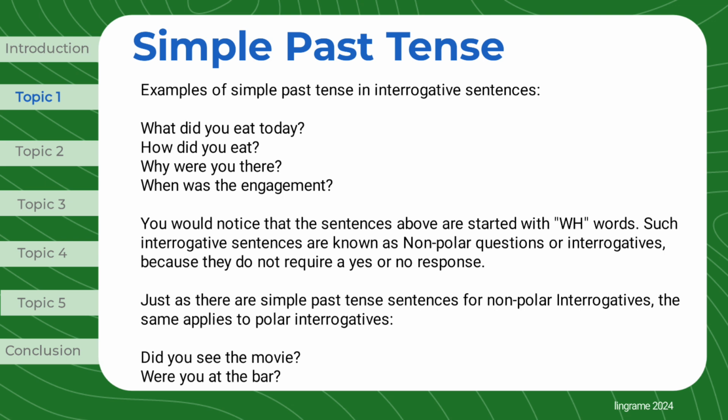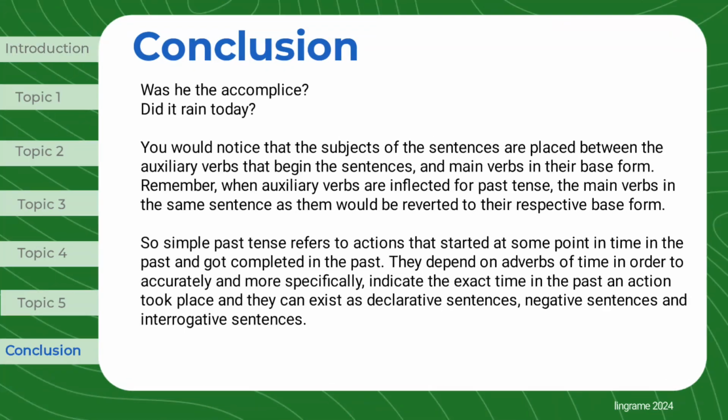Just as there are simple past tense sentences for non-polar interrogatives, the same applies to polar interrogatives. Did you see the movie? Were you at the bar? Was he the accomplice? Did it rain today? You would notice that the subjects of the sentences are placed between the auxiliary verbs that begin the sentences, and main verbs in their base form.